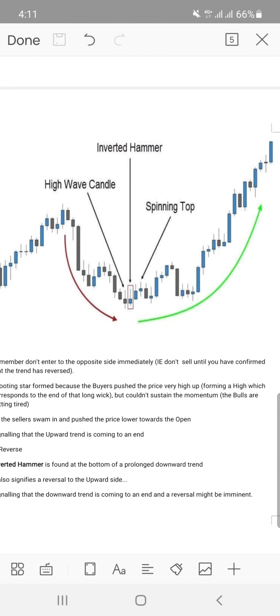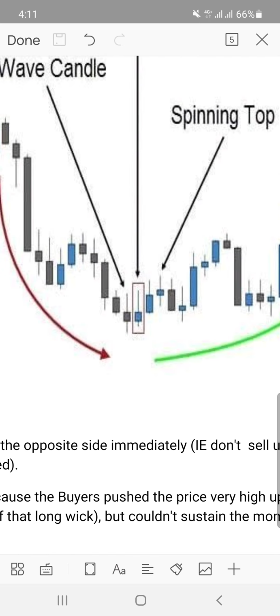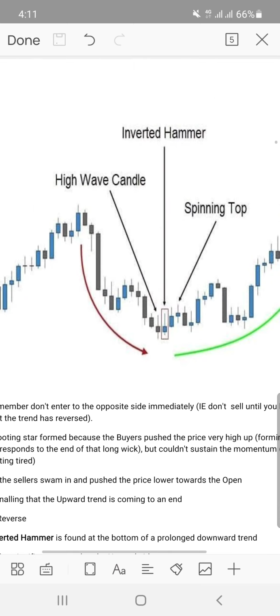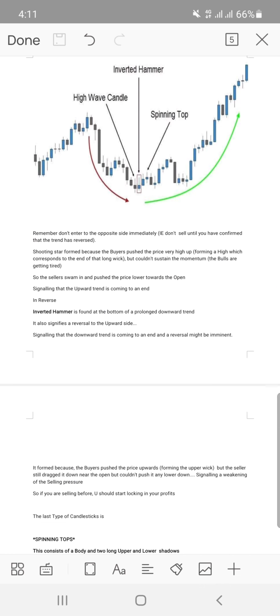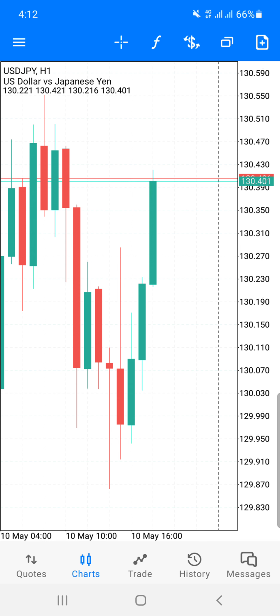Then inverted hammer. The market was selling, right? We now noticed this inverted hammer pattern, this one here, and the direction of the market changed to buying. So there's nothing really complex about them. You understand? Like I said before, they are not giving you a direct signal. They're just warning candles telling you that the direction of the market will soon change. You understand? Let's go to our chart and look for these patterns.